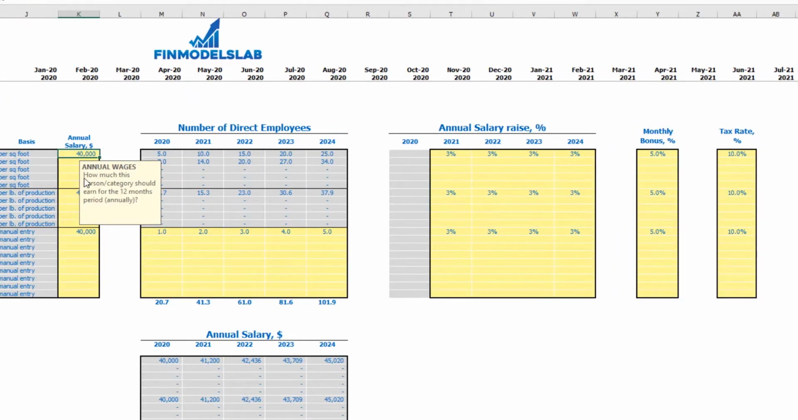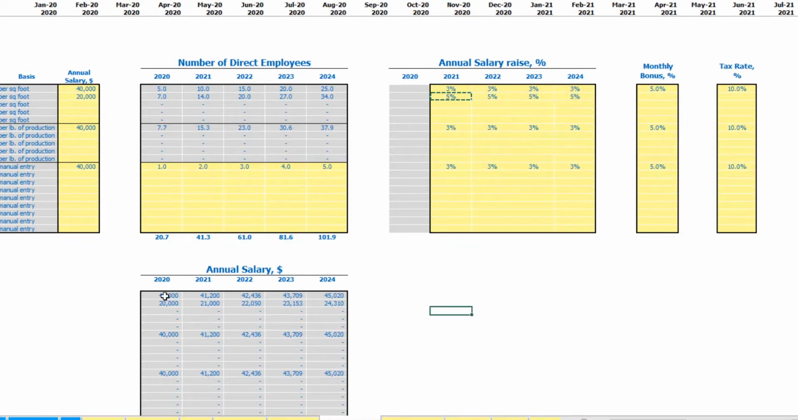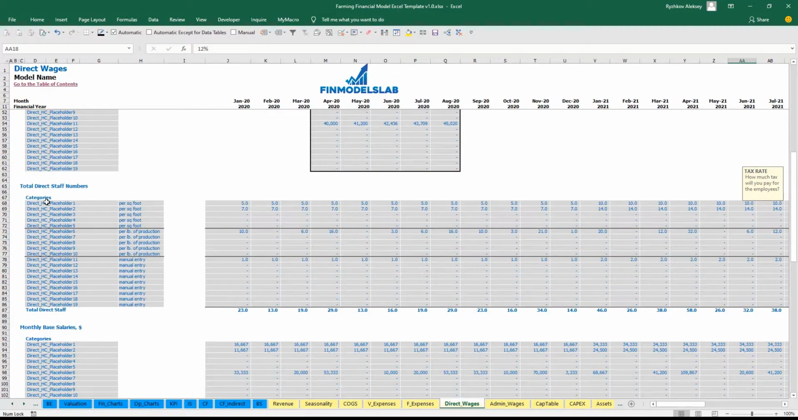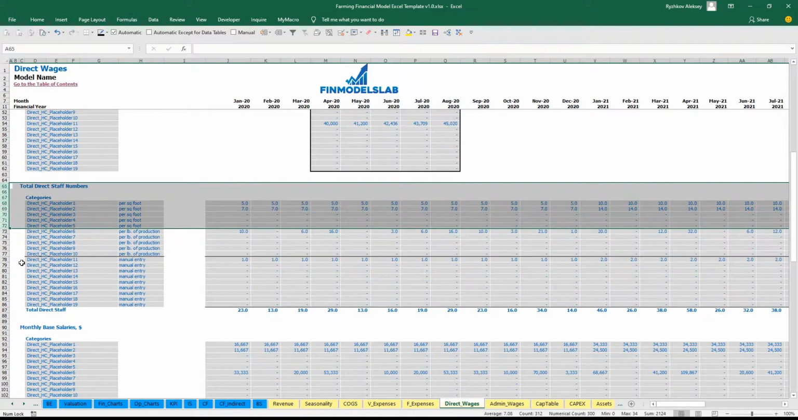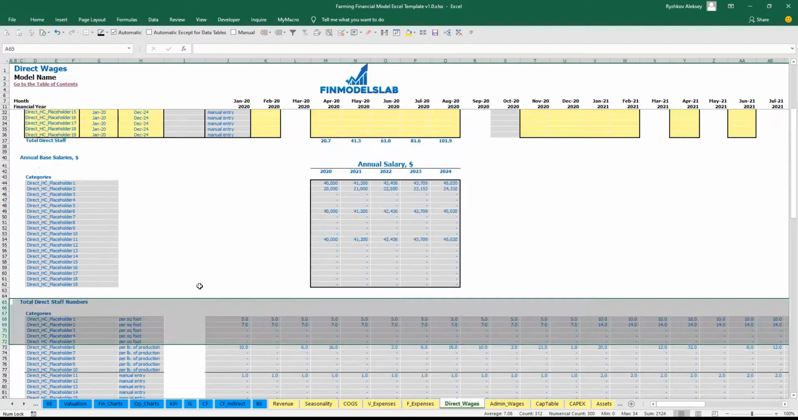Also, you can set up the annual salary per 1 FTE, which can be, for example, $20,000. You can input annual salary rise, 5%, for example, per year. Below you may see the calculation of annual salary depending on base salary and depending on annual salary rise. You have also monthly bonus, which can be 10%, for example, and the tax rate, which is payroll tax, for example, 20% or 12% in this case. Below you may see the calculation of staff numbers, or headcount numbers, salaries, monthly bonus, and monthly base taxes.